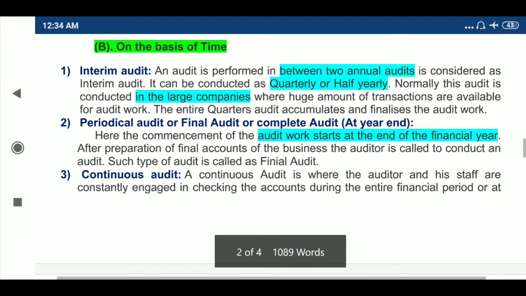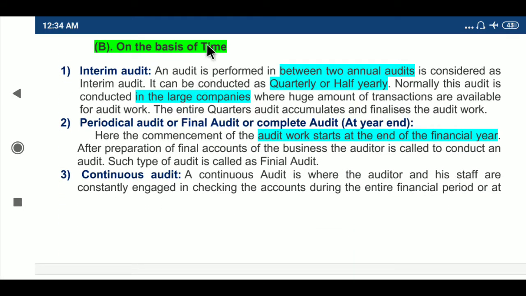Next, on the basis of time. On the basis of time, the audit can be classified as interim audit. An audit performed between two annual audits is considered an interim audit. It can be conducted quarterly or half yearly. Normally, this audit is conducted in large companies.